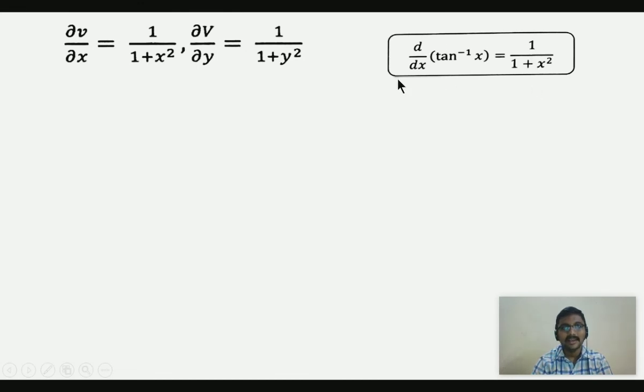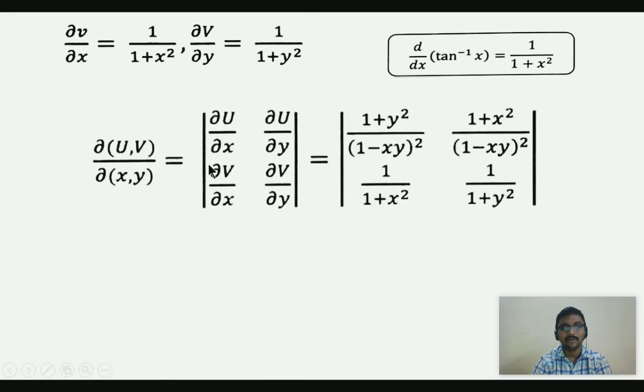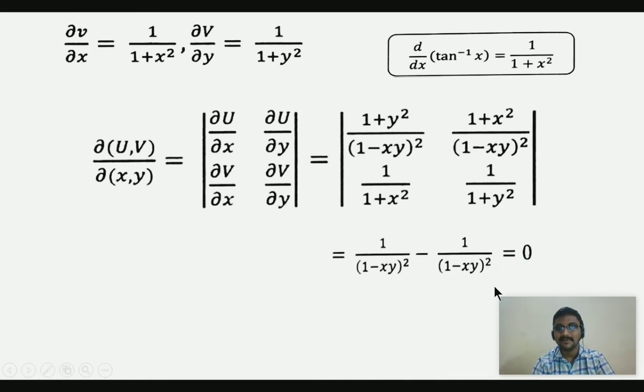Now substituting all these partial derivatives in the Jacobian of u,v with respect to x,y, we get a determinant that looks like a b c d. The determinant of a b c d is ad minus bc. Computing the determinant by cross multiplication, 1 plus y square and 1 plus y square get cancelled, and 1 plus x square and 1 plus x square get cancelled. So the result is 1 by (1 minus xy) whole square minus 1 by (1 minus xy) whole square. Both get cancelled, and we have 0. So the value of ∂(u,v) by ∂(x,y) is equal to 0. The Jacobian is equal to 0.